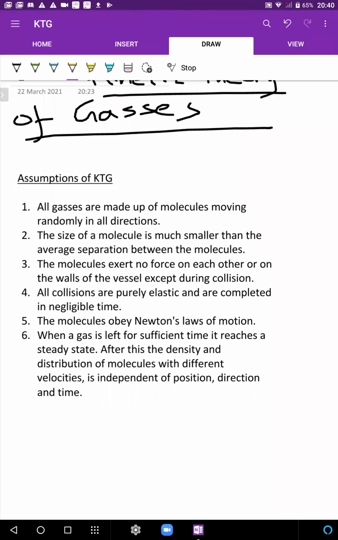Why? Because the size of the molecule is so small that they occupy such a tiny portion of the vessel that it will take more time for them to collide with each other in comparison to the time taken during a collision. Therefore, we say that collisions take place in negligible time, because the time that a collision takes is very small in comparison to the time it would take for two molecules to collide. It takes more time to collide, and less time during the collision, so comparatively we neglect it. Right? So these are your 6 postulates of KTG.